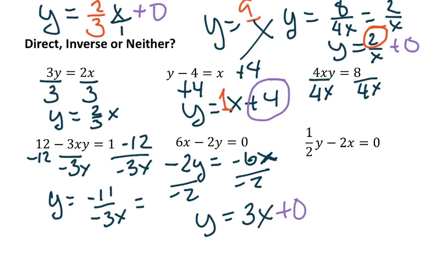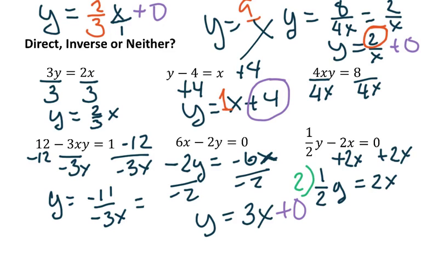I'm solving for y. I'm going to add 2x to both sides. So now I have 1/2 y equal to 2x. Now to eliminate the 1/2, I'm going to multiply both sides by 2. And that leaves me with y is equal to 4x.